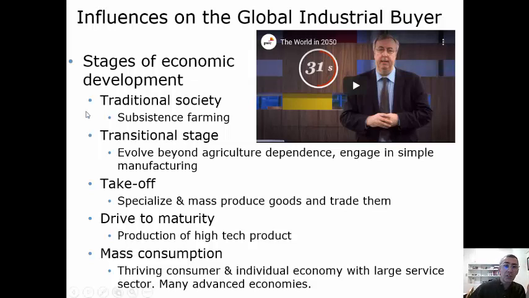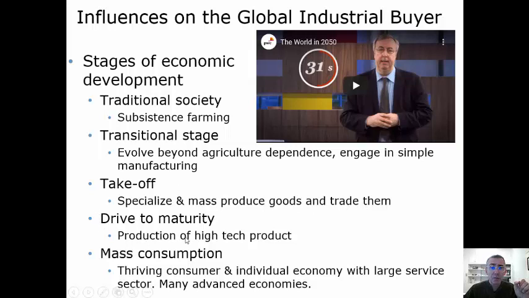You have the traditional society, which is a society where people just survive based on farming. Really, out of the 200 countries, not too many of those left. Most of the very poor countries will be in the transitional stage, where they've evolved a little beyond agriculture and engage in some simple manufacturing. Once they've improved that, they go into the takeoff mode, where maybe they've specialized in mass-produced goods and they trade those goods.